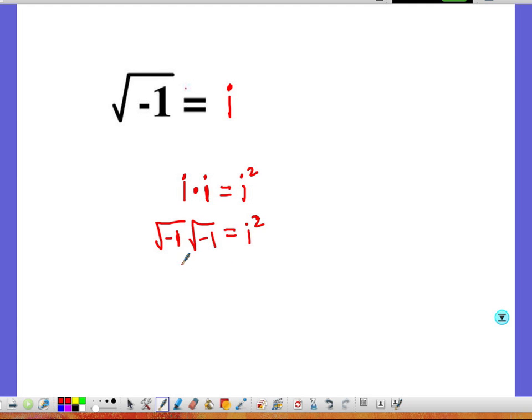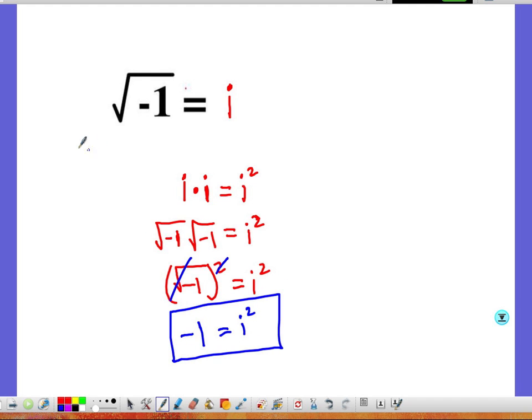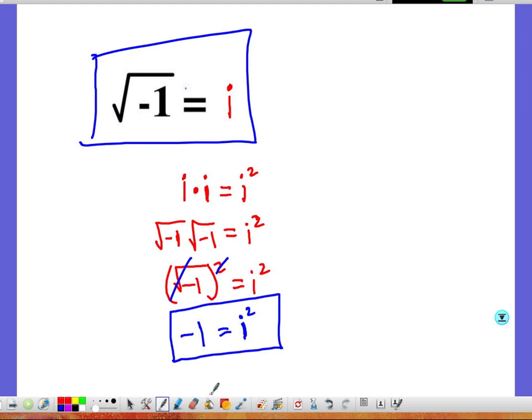Well, what is the square root of negative 1 times the square root of negative 1? Well, that is the same thing as the square root of negative 1 squared, which is still i squared. And remember, when you square a square root, they basically undo each other. And so whatever is left is going to be inside your square root, which is negative 1. And so negative 1 is equal to i squared. Notice that we found this by just using what we already know. But this is something that you want to remember as well. i squared is equal to negative 1.